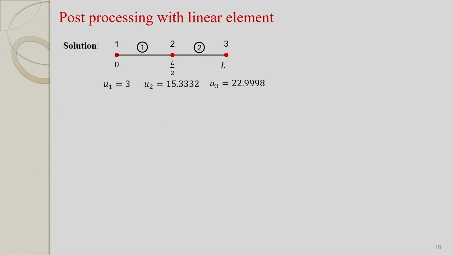Now we will see how to do post processing. We saw how to get the value of the dependent variable at any point x other than the node. Today we will see how to use MATLAB to get the variation of the dependent variable along the entire domain. First we will see with a linear element. So, these 3 are the nodal values.